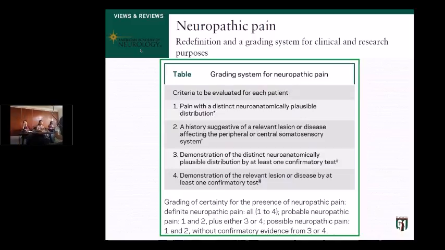And the fourth one is demonstration of the relevant lesion or disease by at least one confirmatory test. So if both 1 and 2 are present, plus either 3 or 4, then we consider it probable. And if all 4 are present, then it's a definite neuropathic pain condition.